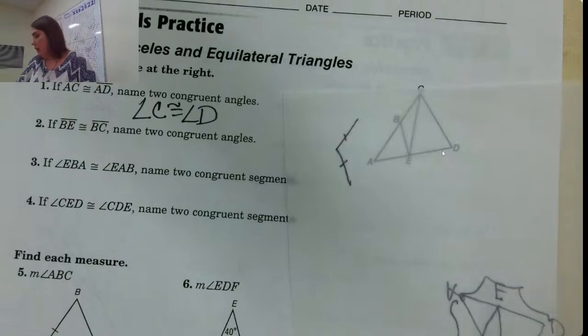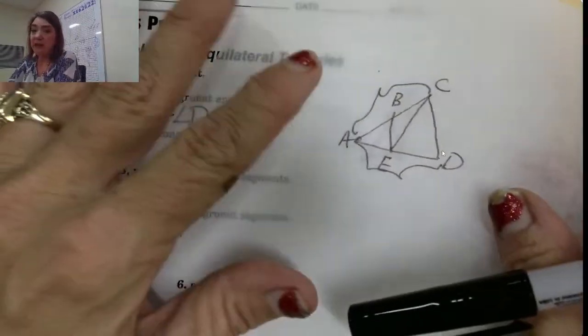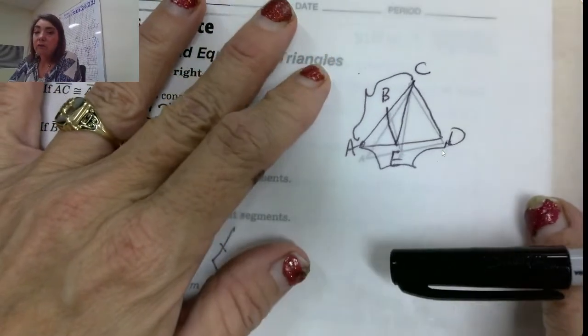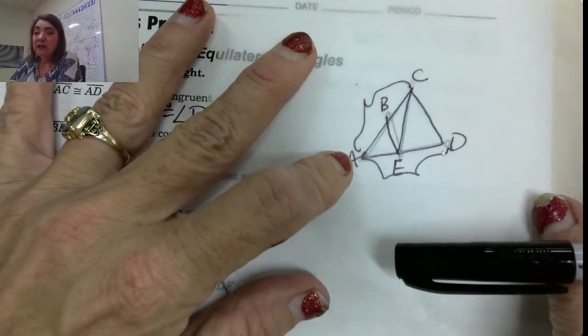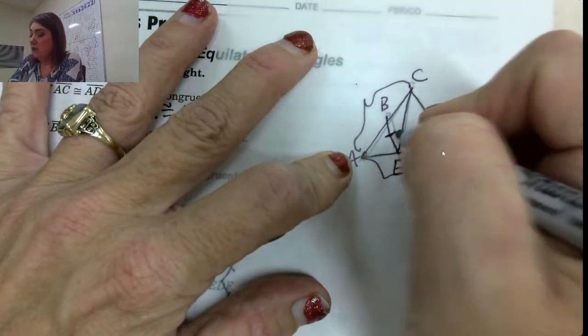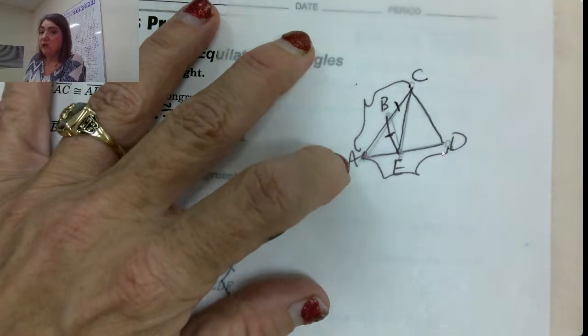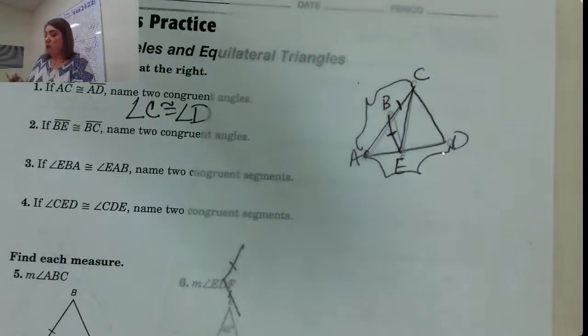So I'm going to go back to this diagram right here for a second. Okay? They told us that this side and this side are congruent. That's what they told us. Those two segments are part of what triangle? What is the triangle that they are part of?